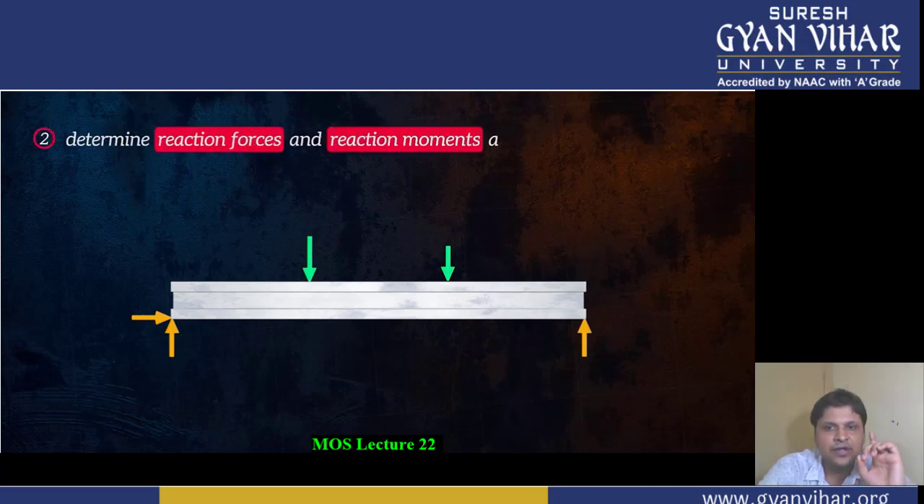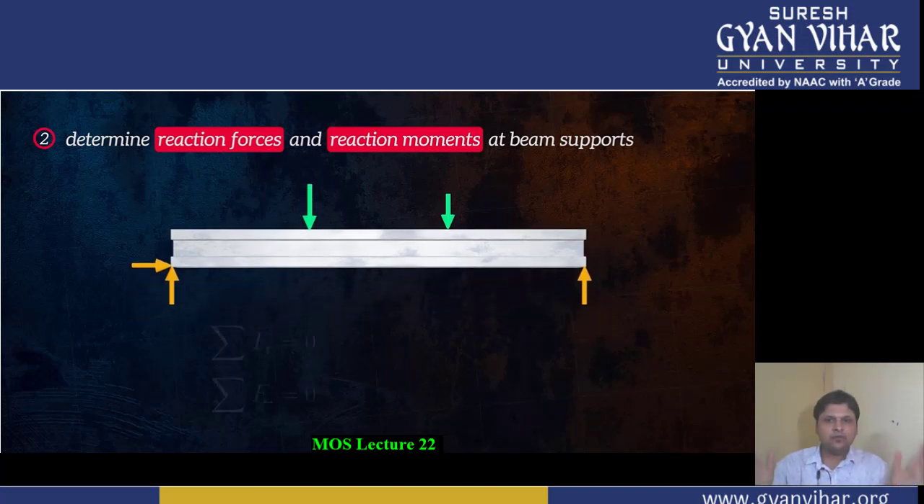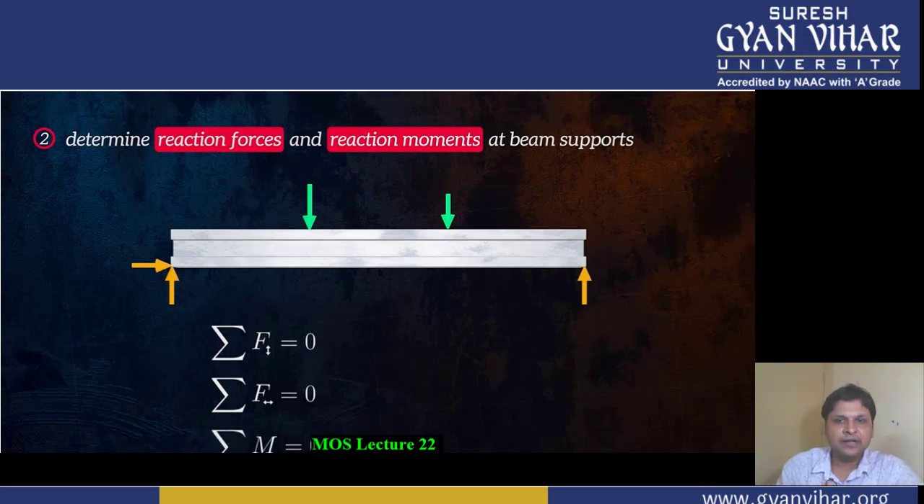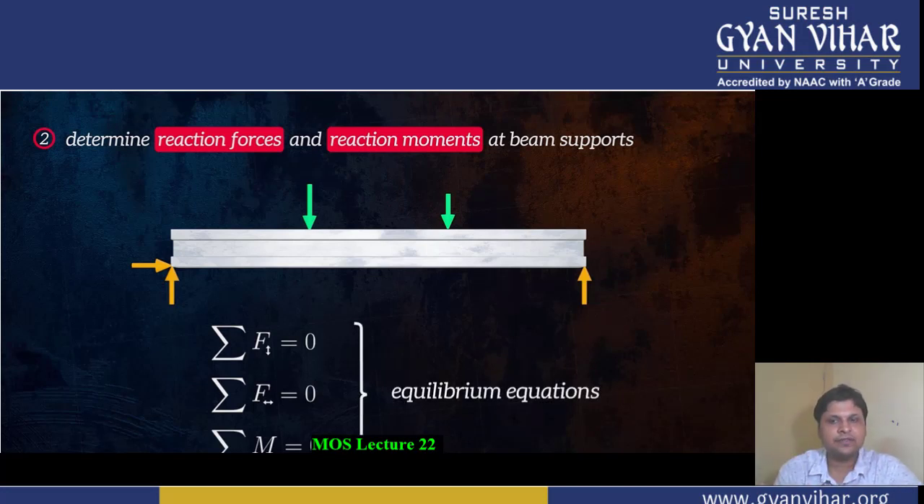The next step is to calculate the magnitude of the reaction force and reaction moment at all the beam supports. We do this using the concept of equilibrium. To maintain equilibrium, all the forces in the vertical and horizontal directions cancel each other out. Similarly, all the moments acting at every point along the beam should cancel each other out. This gives us a set of equations we can solve to calculate the reaction forces and moments.